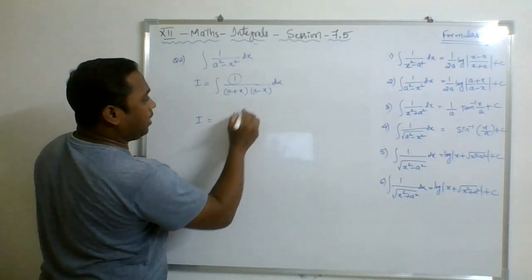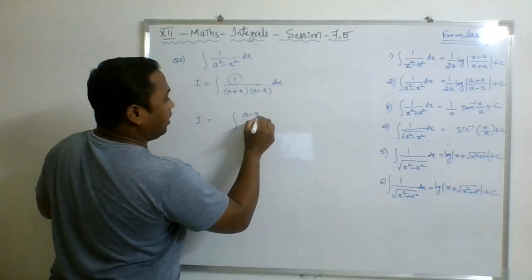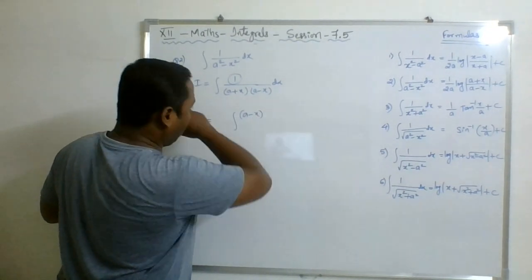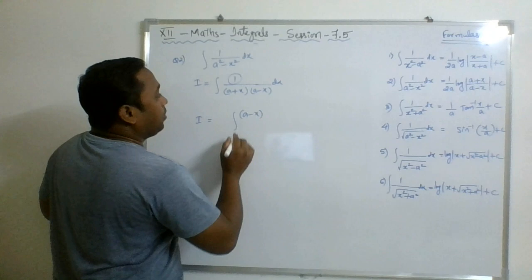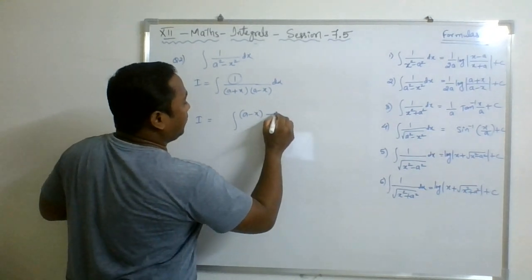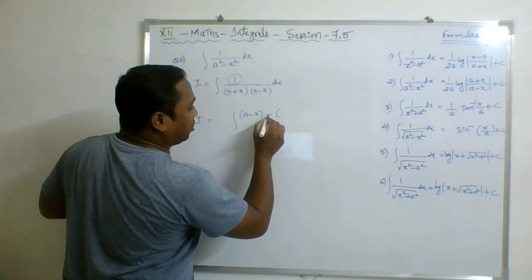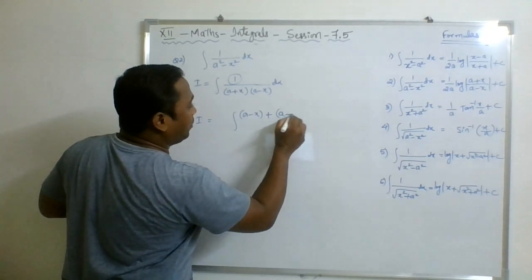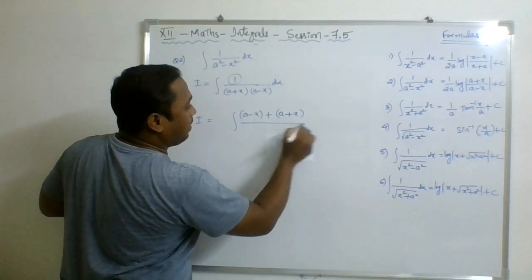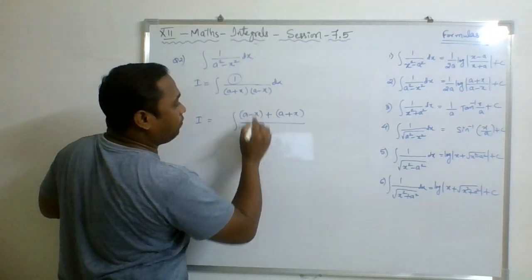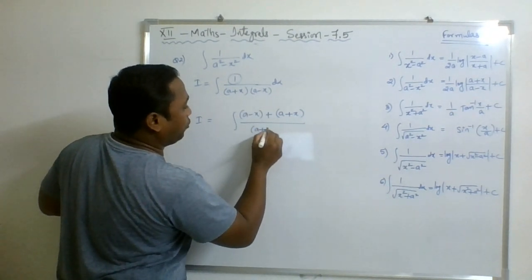So ultimately I can write it as a minus x, minus, simply addition. You can write the addition of these two factors. See, if I write the addition of these two factors, what am I going to get?